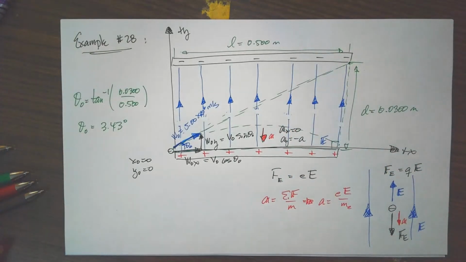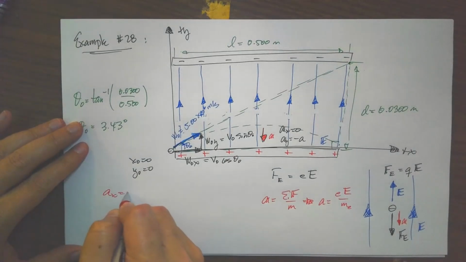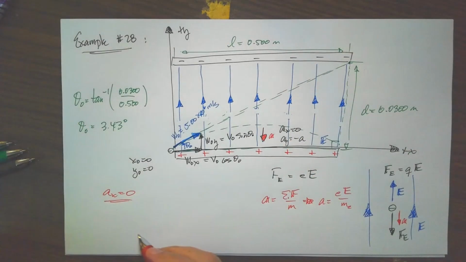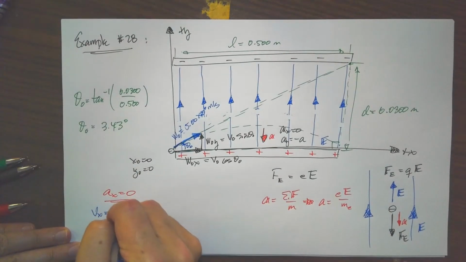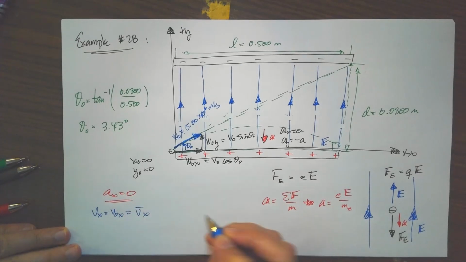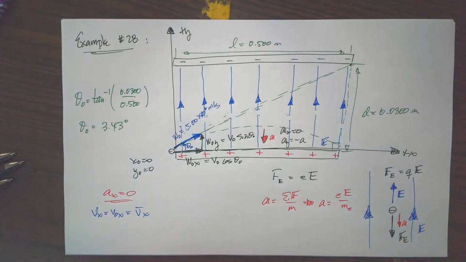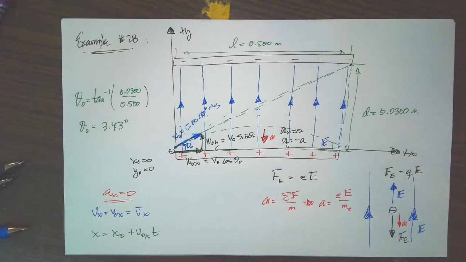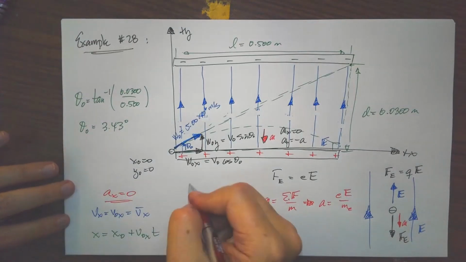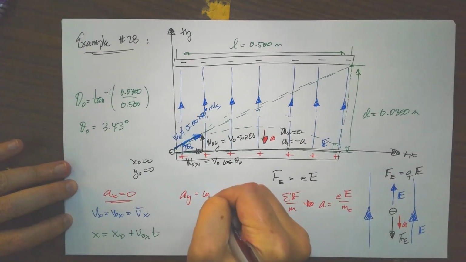And so this is really good. Since the field is uniform, the force is uniform, the a is uniform, we get to do kinematics. With a_x being 0, like we have here, the only equation we really get is that V_x is V_0x is V average x, so the velocity in the x direction will be constant. And then for the positions, the final x position is the initial x position plus V_0x times the time.